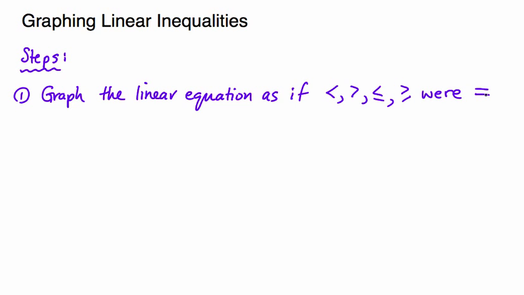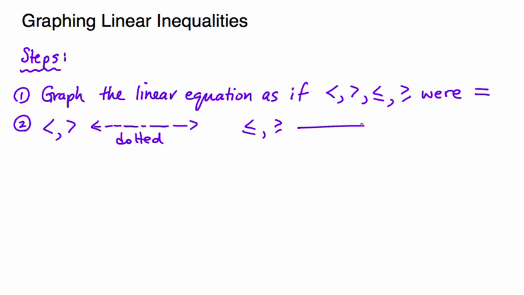Okay, graphing linear inequalities. So to graph a linear inequality, here's what we do. First of all, graph the linear equation as if it were just an equal sign. Then we have to determine if the line's going to be solid or dotted. If it's less than or greater than, the line you draw is a dotted line. If it is less than or equal to, or greater than or equal to, then you can keep it as a solid line.